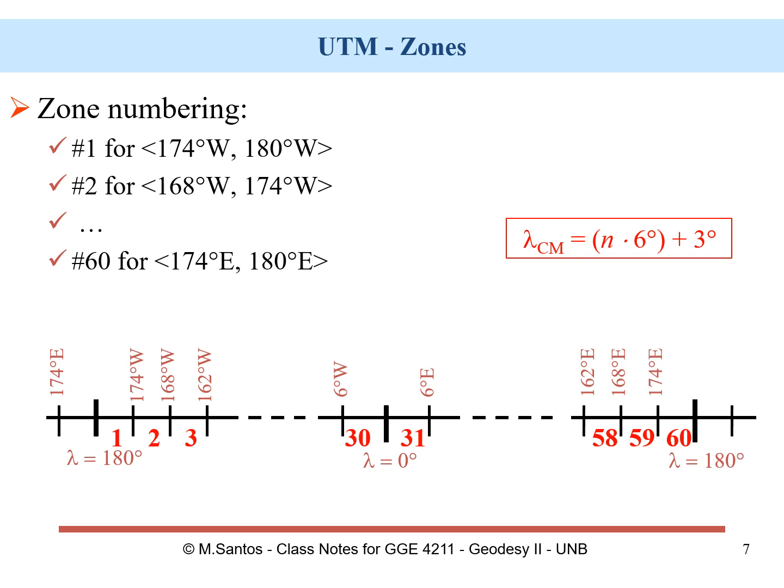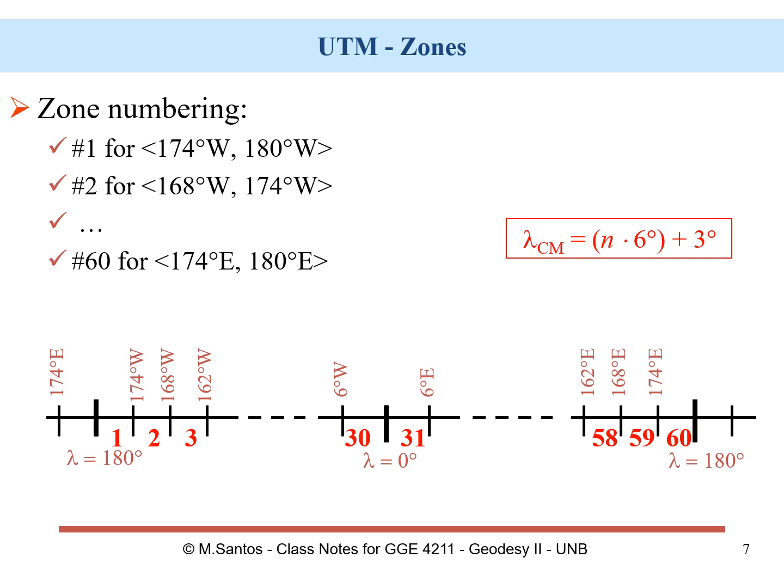But the interesting thing is that Greenwich is not a central meridian. Greenwich is a meridian that divides zone 30 from zone 31. And the numbering continues until arriving at zone number 60, whose limit is at the meridian of 180 degrees.